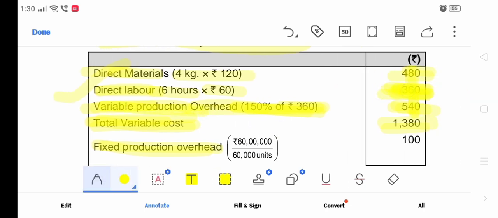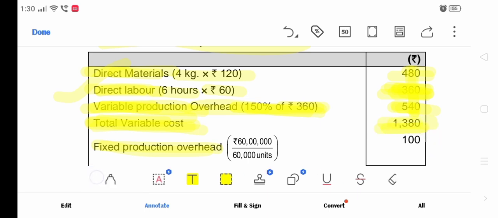And variable production overhead cost, he says 150 percent of direct labor. What is direct labor? 360 rupees. So 150 percent of 360 comes to 540. And now we add direct material, direct labor and variable production overheads to arrive at total variable cost. What is total variable cost? 480 plus 360 plus 540, which comes to 1380, right?